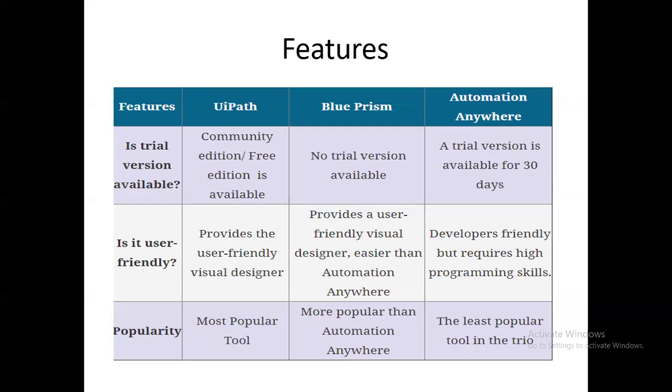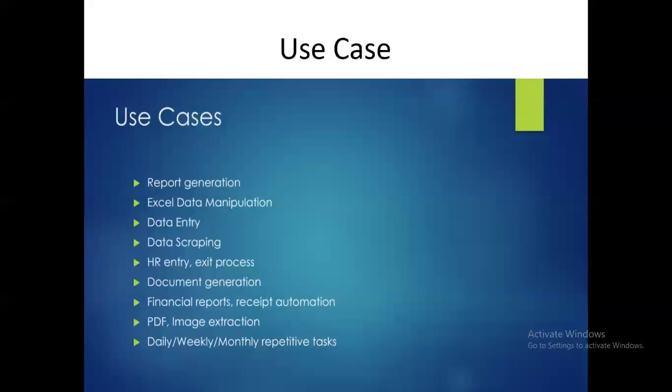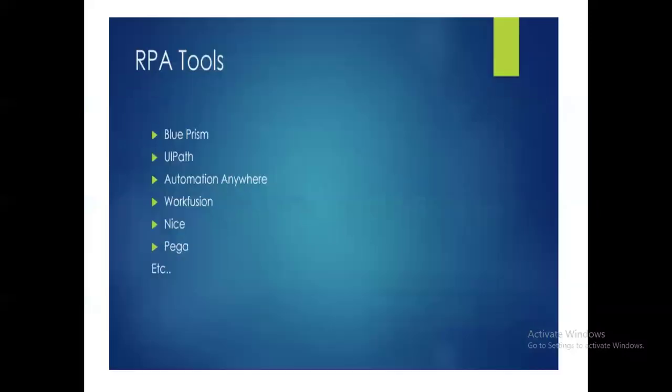So let's see the UiPath part. Before going to that, where can this be used? UiPath's scope is very big. It is utilized in report generation, Excel data manipulation, data entry, data scraping, HR entry exit process, document generation, financial report and receipt automation, PDF and image extraction. Whatever repetitive task is there, daily, weekly, monthly, we will be doing with the help of UiPath in an easy manner.